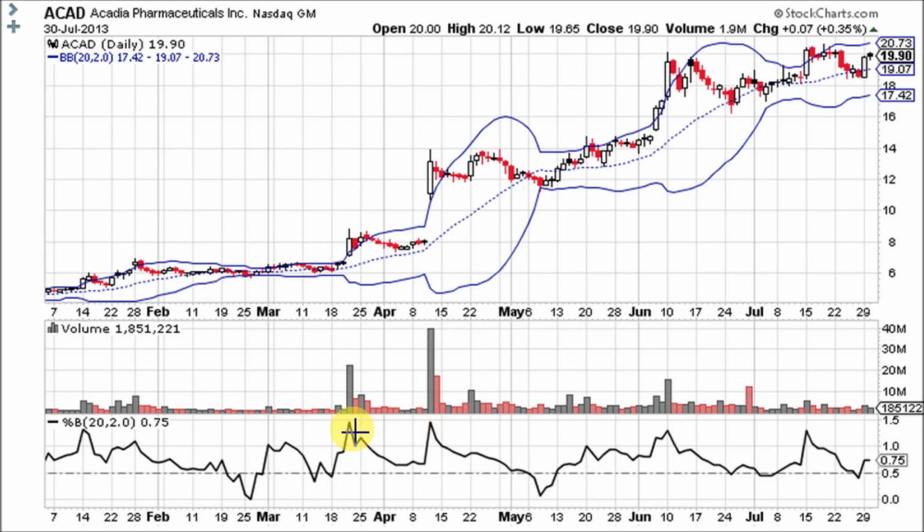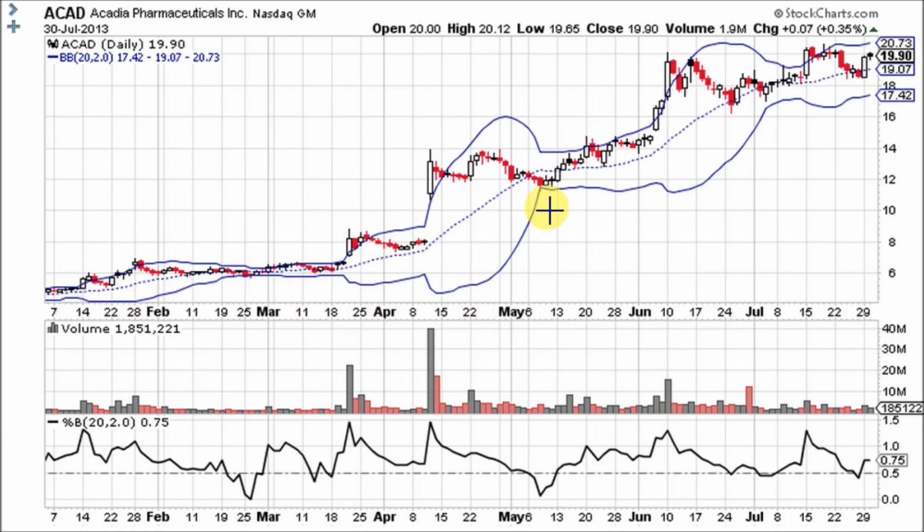Percent B is above 1 when the candlesticks are above the upper Bollinger Band. At this point, it's a reading of 1.5. Also, here again, it's above the upper Bollinger Band, so it's above 1. Percent B is below 0 when the price is below the lower Bollinger Band. I don't see any instances of that on this chart, but I have other examples.